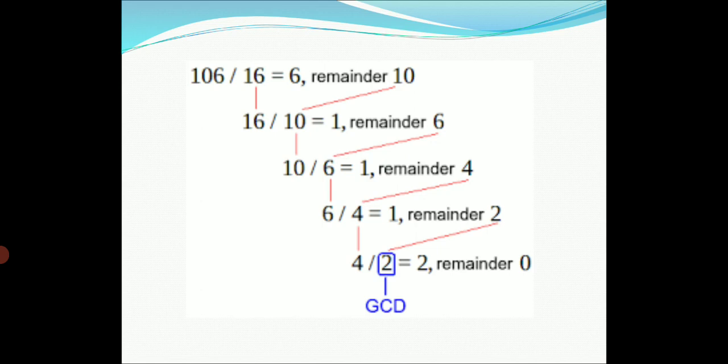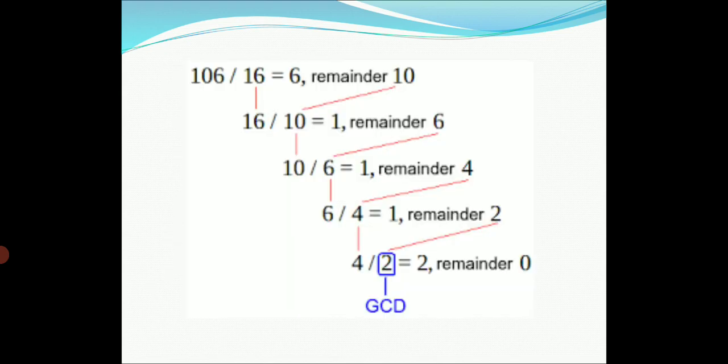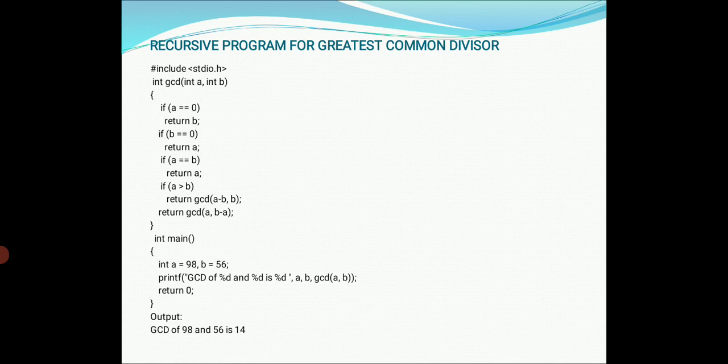So here, if B is double equal to 0, it returns the value A. So the GCD of these two numbers, 106 and 16, will become 2. That means if B is double equal to 0, it returns the A value. This is one general example for the GCD of any two integers. So this is the recursive program for the greatest common divisor.